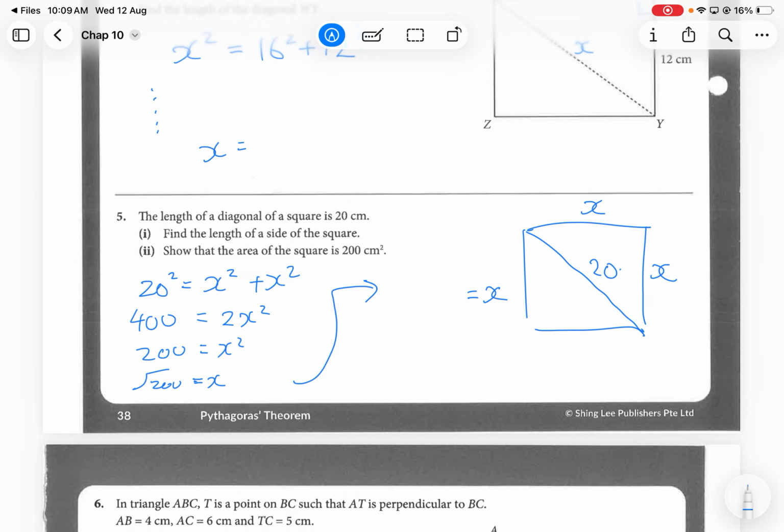Let's go on. If they never specify, you give 3 significant figures when the answer is not exact.